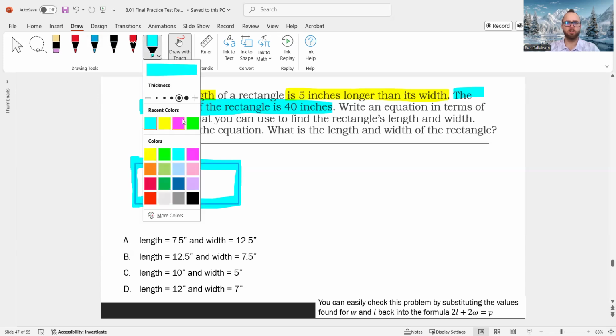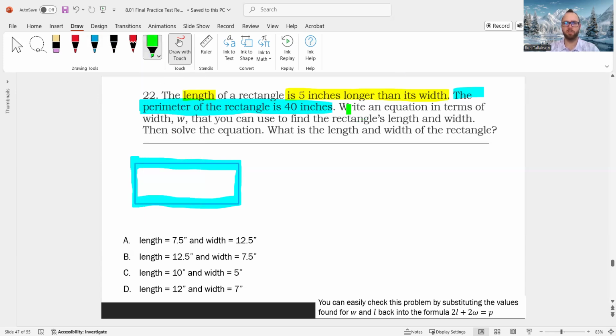But there's one other key element here that we'll highlight. It says, write an equation in terms of width, W, that you can use to find the length and the width. Okay, so it says an equation in terms of W. So we want an equation with only the variable W in it. Well, right now we could just label L for length, W for width, take it one step at a time. Give yourself a try if you haven't already, and then we'll work this out together.